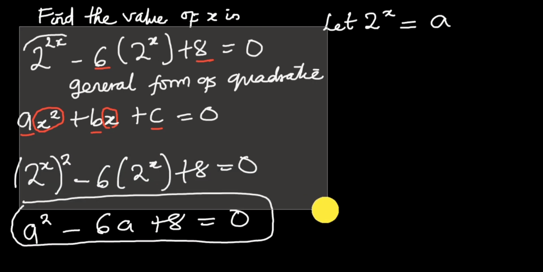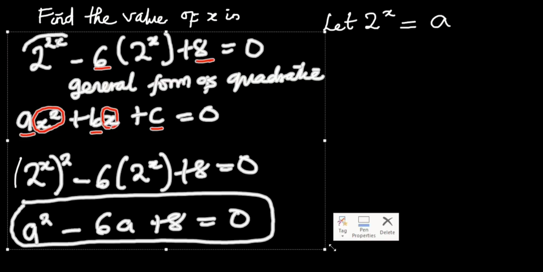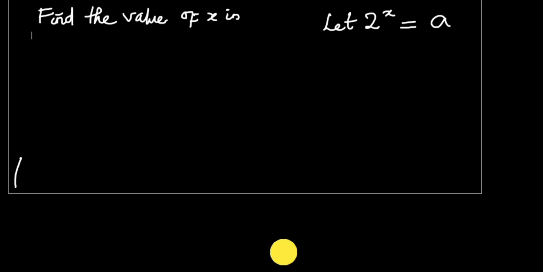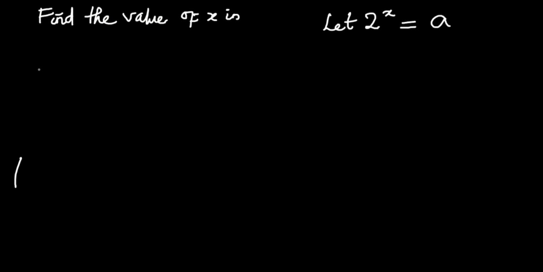So we're going to try to solve that now. We have a squared minus 6a plus 8 equal to 0. Now how do we solve this quadratic equation?